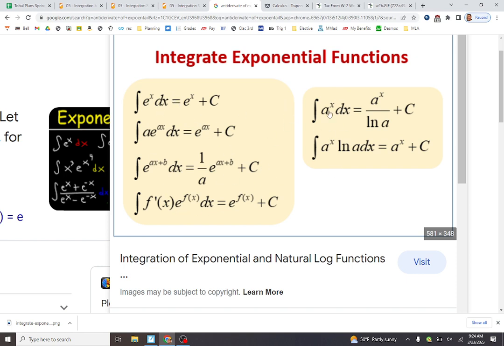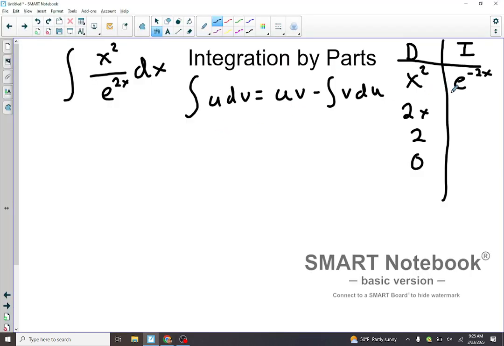Here's just a general thing: for the antiderivative of something like this, you will have to divide by the derivative. Usually you would just bring it to the front, but in this case we're doing it kind of in reverse. So it's going to be e to the negative 2x. What's the derivative of negative 2x? Negative 2. So we're going to divide by negative 2.